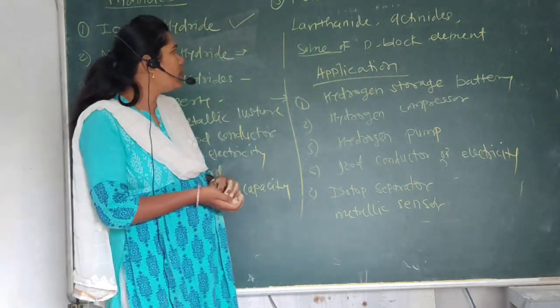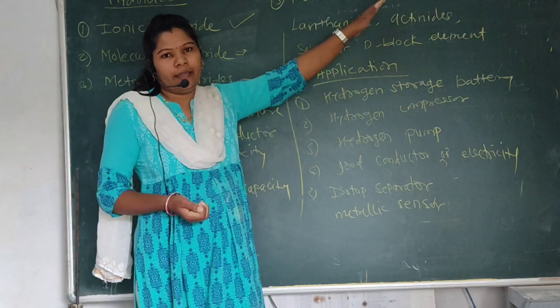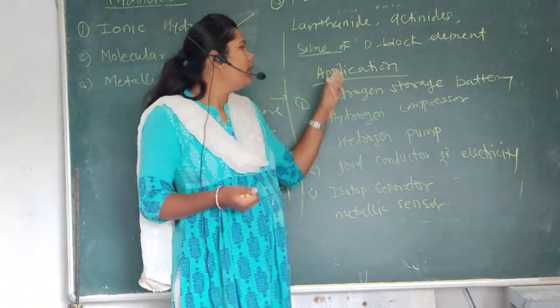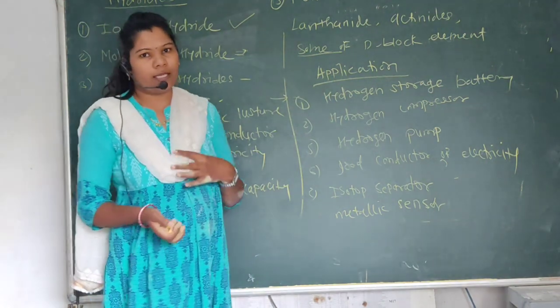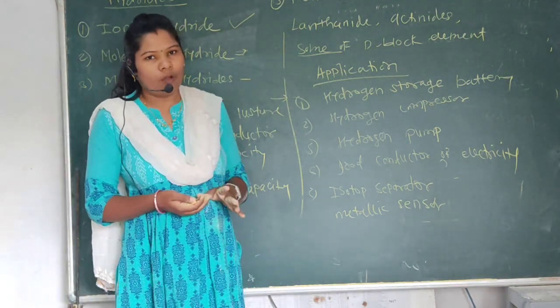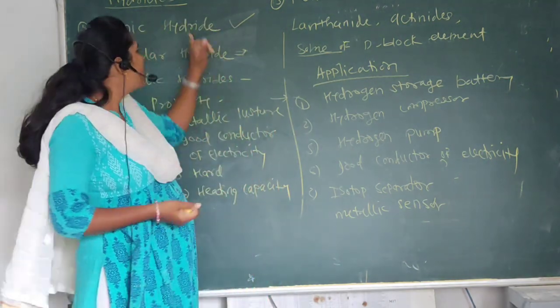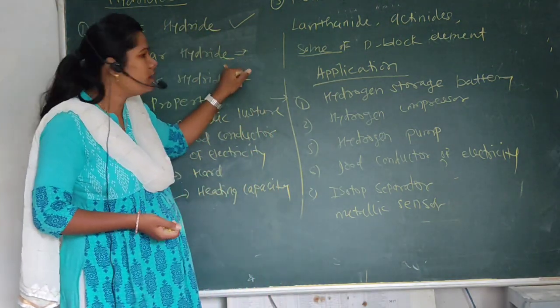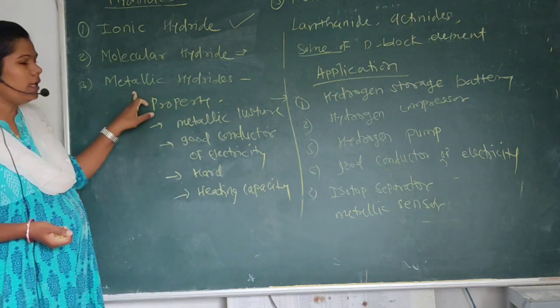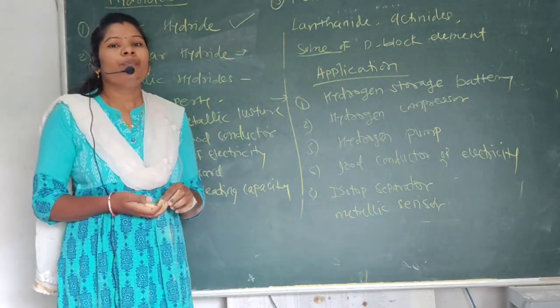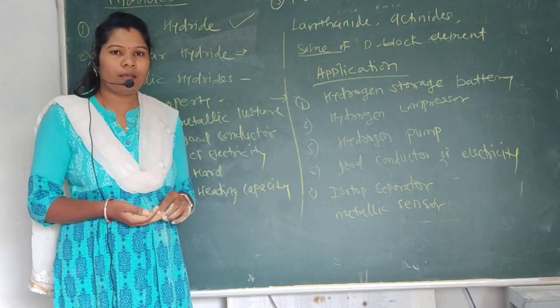In today's topic we learned the metallic hydride: what metallic hydrides are, what the hydrogen gap is, their applications, their properties, etc. Today we end this topic, hydrogen and the hydrides. We already learned the ionic hydride, covalent hydrides, and the metallic hydride. In the next lecture we will learn the next chapter, alkali and alkaline earth metals.